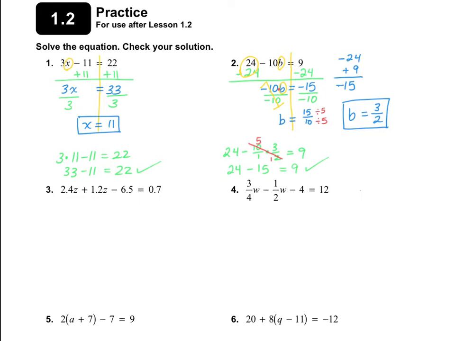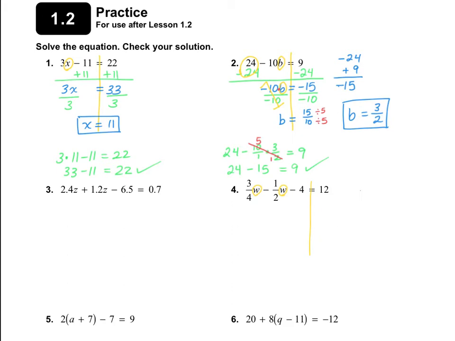Let's take a look at number 4. On number 4, I'm going to draw my line and circle my variables. Now this time I have 2 variables. Both of them are on the left. Now since we have 2 variables on the left, we do need to do step number 1, which we don't have parentheses, but this time we do need to combine like terms first. So we're going to combine 3/4 minus 1/2.